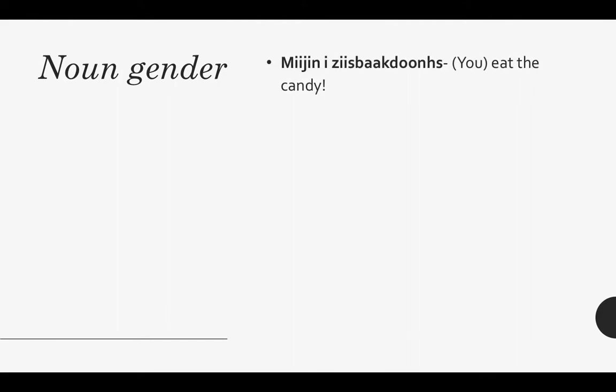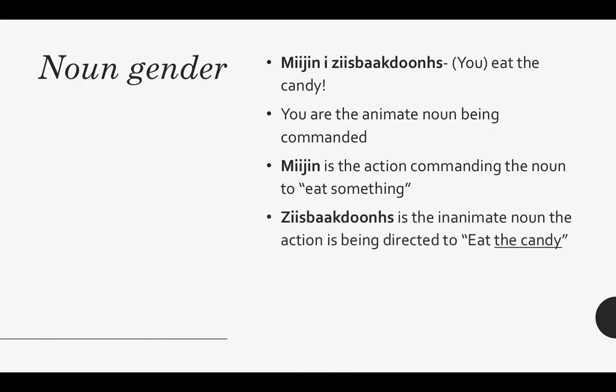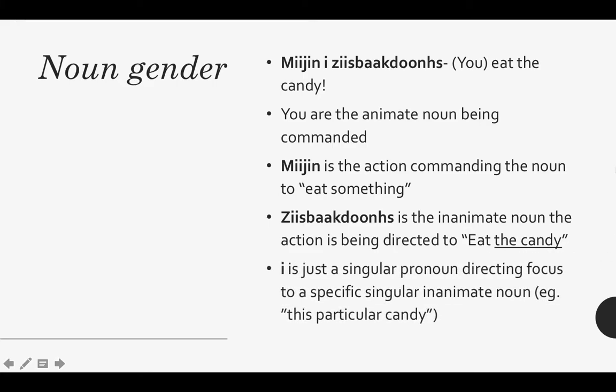So, mijin iw zisbaaktoons means you eat the candy. You are the animate noun being commanded. Mijin is the action commanding the animate noun to eat something. Zisbaaktoons is the inanimate noun the action is being directed to. So eat the candy. So that's where the action is being directed to. Iw is just a singular pronoun directing focus to a specific singular inanimate noun. For example, this particular candy.